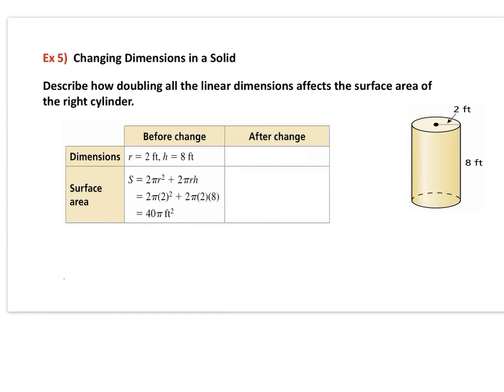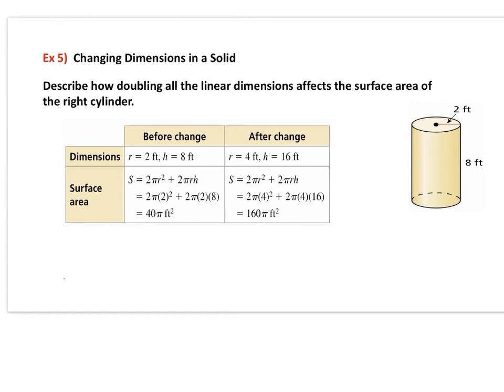2 pi r squared plus 2 pi r h. It worked out to be exactly 40 pi. Now let's see what happens when I double all my dimensions. So now I have a radius of 4 and a height of 16. So we plug in, and it looks like now my new surface area is 160 pi feet squared.